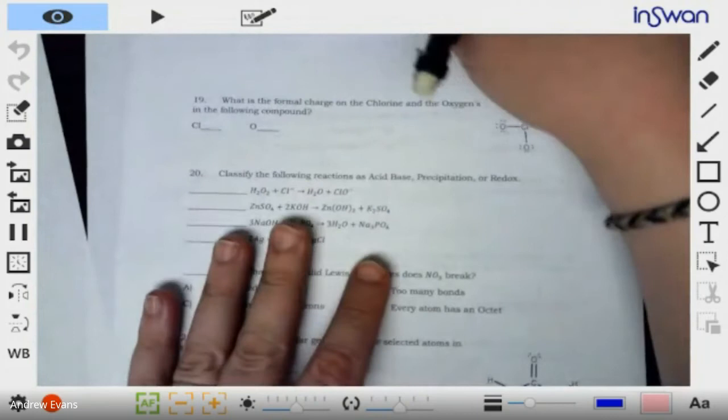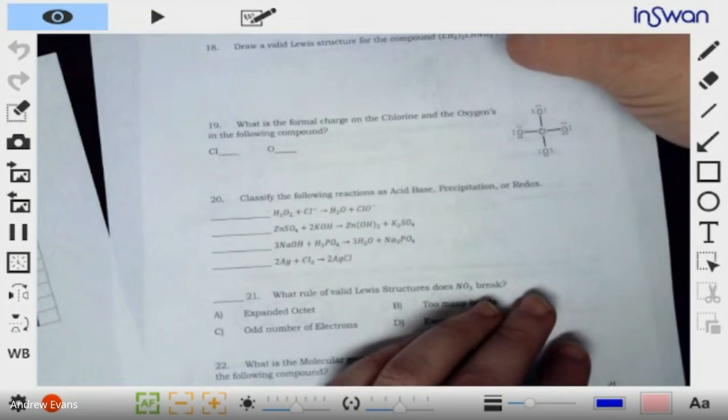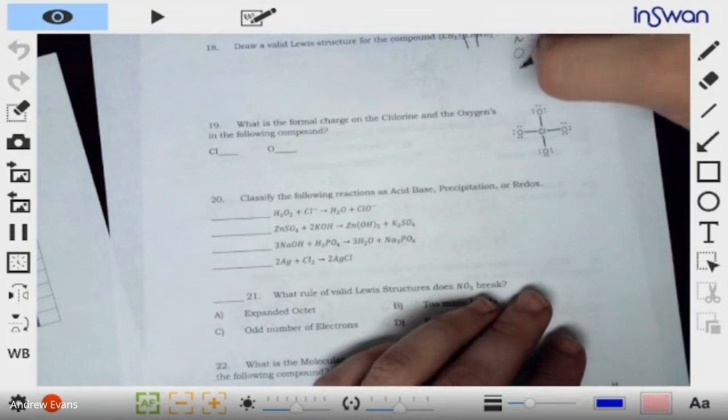Draw a valid Lewis structure for this organic compound. So when we break this down, the rules for organic compounds are: hydrogen has 1 bond. Carbon should have 4 bonds. Nitrogen should have 3 bonds and 1 lone pair. And oxygen typically has 2 bonds, 2 lone pairs, and any halogen, which we'll just call X, would have 1 bond and 3 lone pairs.